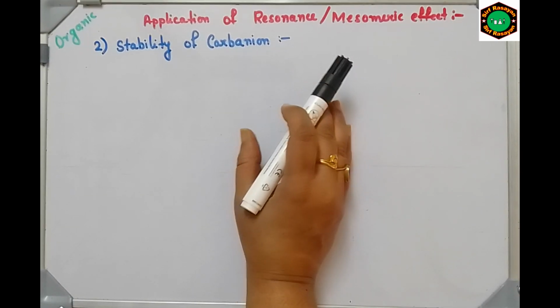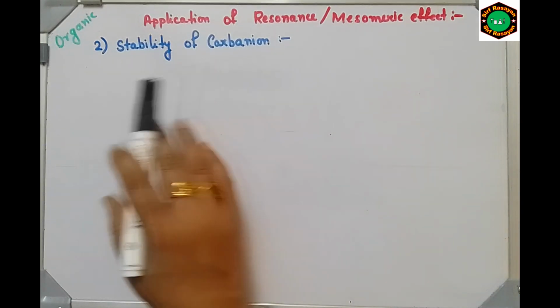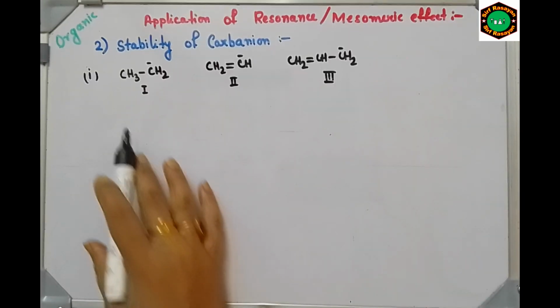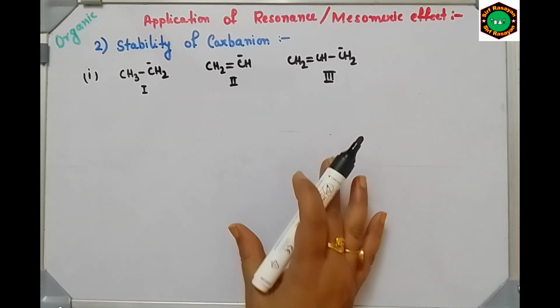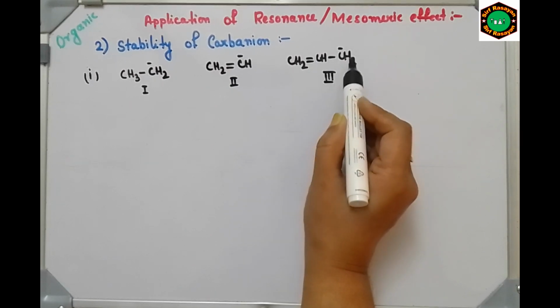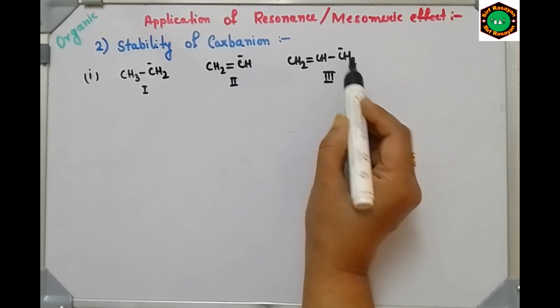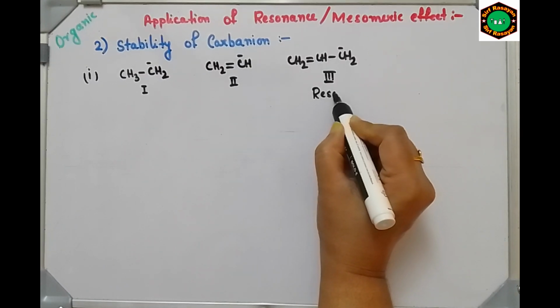In this video, I am going to explain another application of resonance or mesomeric effect, that is stability of carbanion. Three carbanions are given. You have to find out the stability order. Now see here, double bond, single bond, negative charge. All are in conjugation. So here resonance is possible. So we can write here resonance.